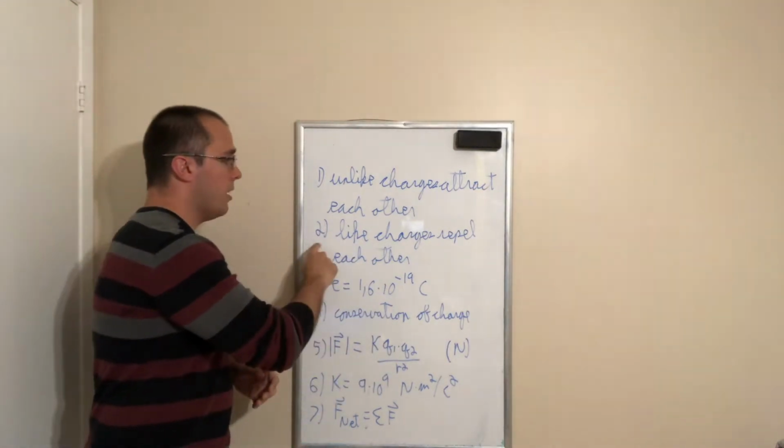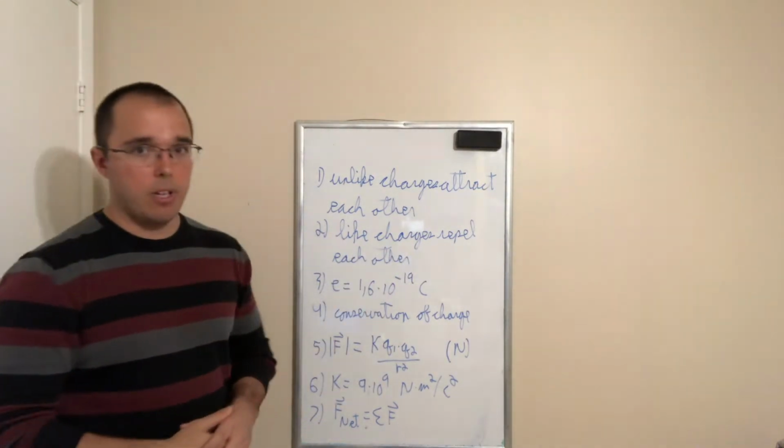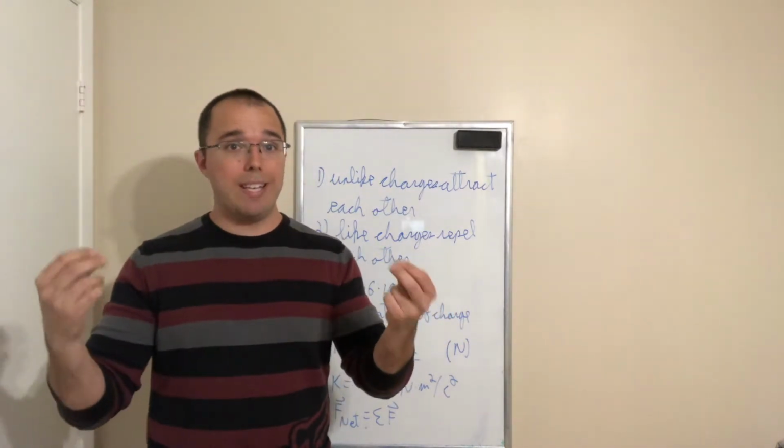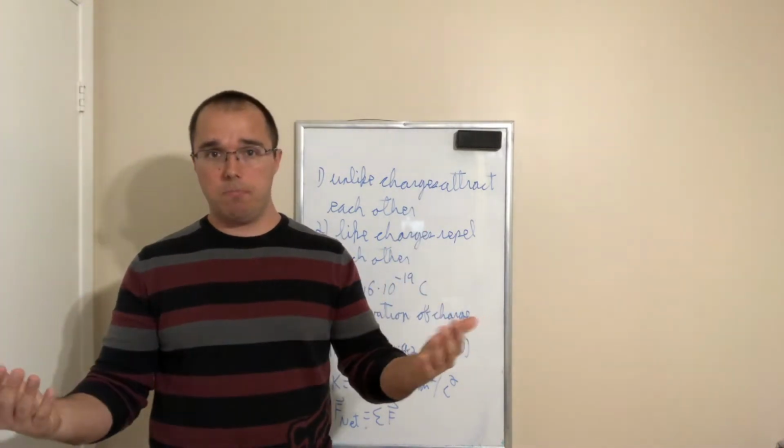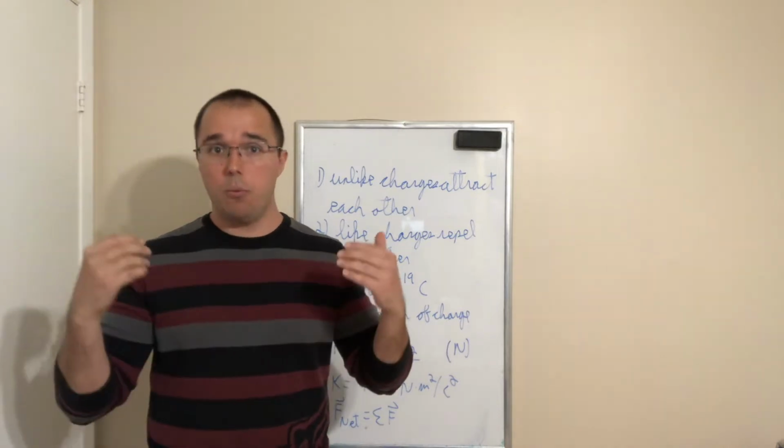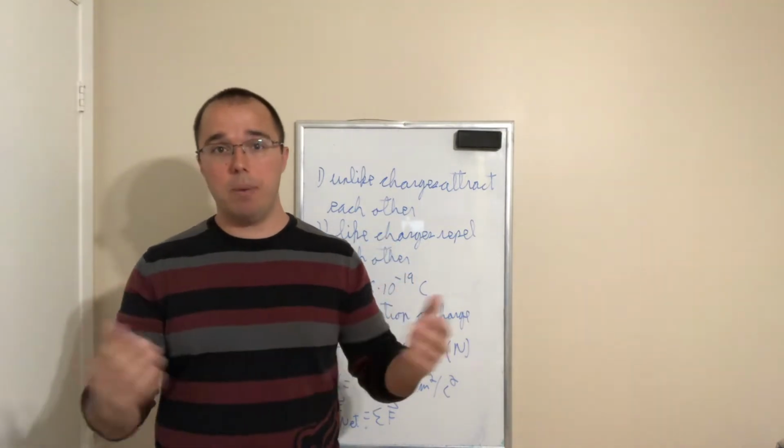Second point, like charges repel each other. If you have two electrons, which are both negatively charged, they will repel each other. If you have two protons, which are both positively charged, they will again repel each other.